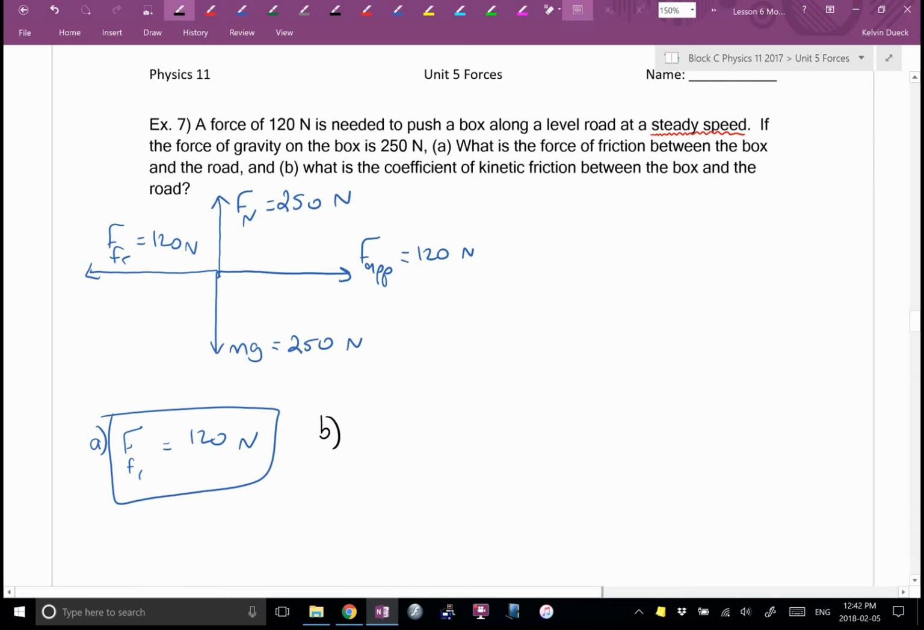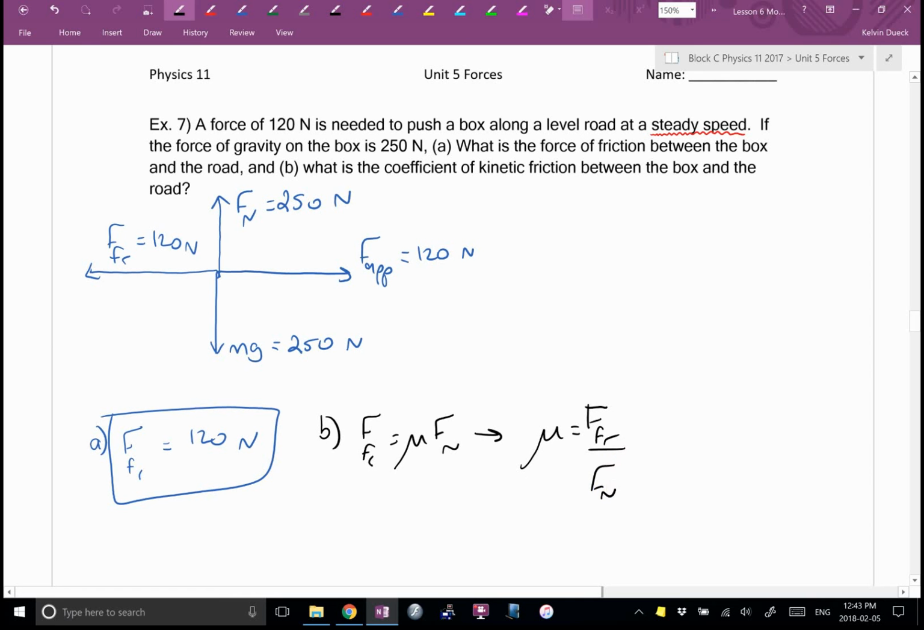B. Tristan, what's B asking me to find? What symbol is that? Hey, what's mu? I don't know. What's mu with you? It's asking us to find this. So what's the equation that I've been flogging you with today? Friction is? How would I get the mu by itself? What's the normal force doing to the mu? Adding, subtracting, multiplying, or dividing? How will I move the normal force over then? So are you telling me mu equals friction divided by normal force?